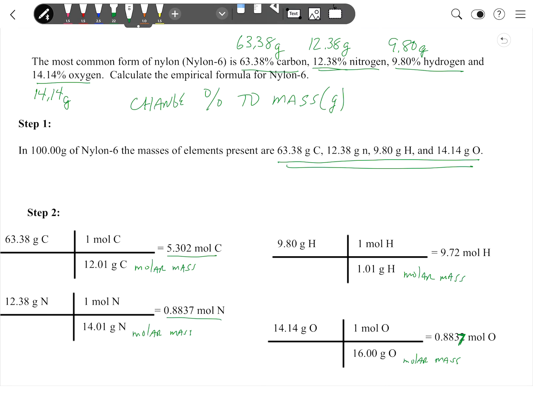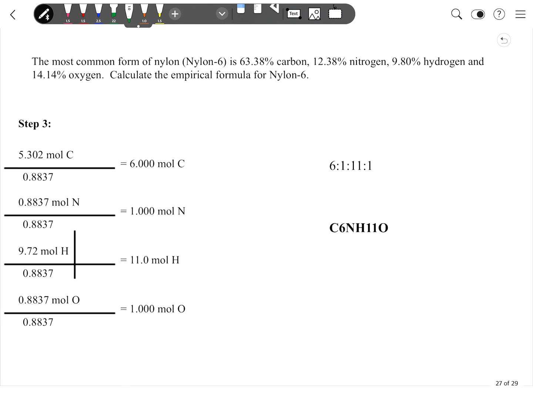So now the next step is to divide each one of those answers, each one of these answers underlined in green, by the smallest number that we see. The smallest number that we see is this one right here and this one right here. So we're going to divide every number there by the smallest number. And so that's step 3. So we go over here. Okay, so now we do that.